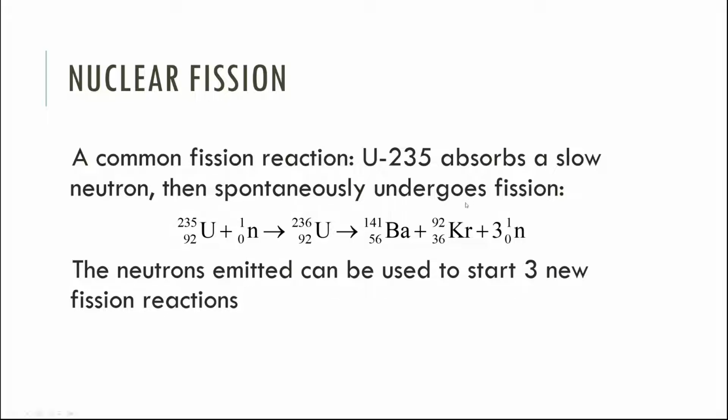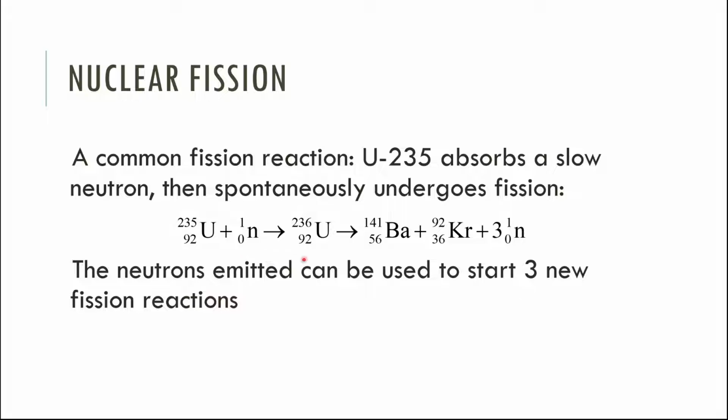So for one, this will release energy because, again, as the uranium splits into 2 smaller nuclei, the total mass on the right side here will be less than the total mass on the left side, which means the difference in mass will come out as energy.